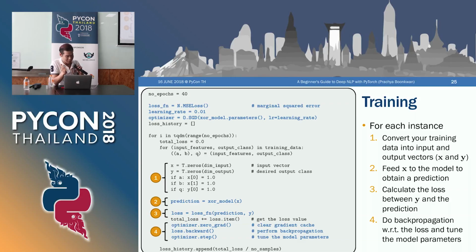Second, we feed X into the model and get the prediction. Third, we calculate the loss between the output and the training data. And last but not least, we do backpropagation with the loss and tune up the parameters. We repeat that over and over again for the number of epochs you want. I set the number of epochs to 40, so that's going to be it. And we also keep track of the loss.